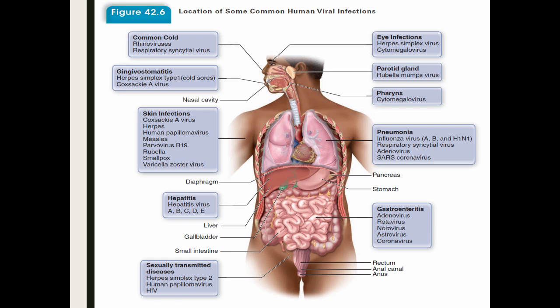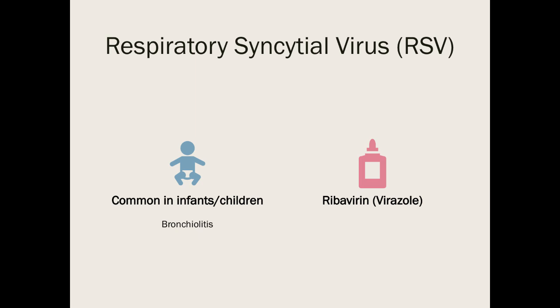So instead of going through every single little virus, let's highlight a few and talk about just a handful of pretty common viruses and what we're going to do about them. First, we're going to talk about respiratory syncytial virus. This is RSV. Very common in infants and children, especially in late fall into the winter months. It's kind of RSV season.